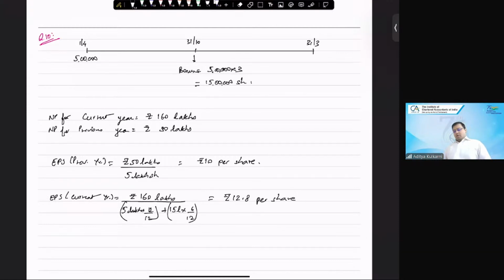Okay. Now your profit from 50 lakhs has gone up to 160 lakhs. Yes? Yes or no? Yes, sir. That is a 3.2 times increase over the previous year.